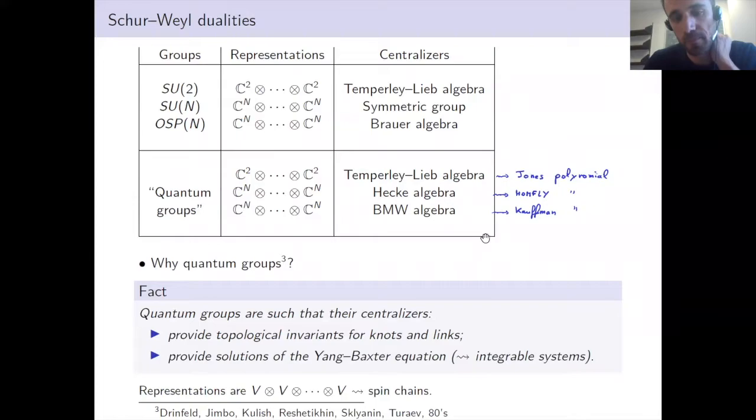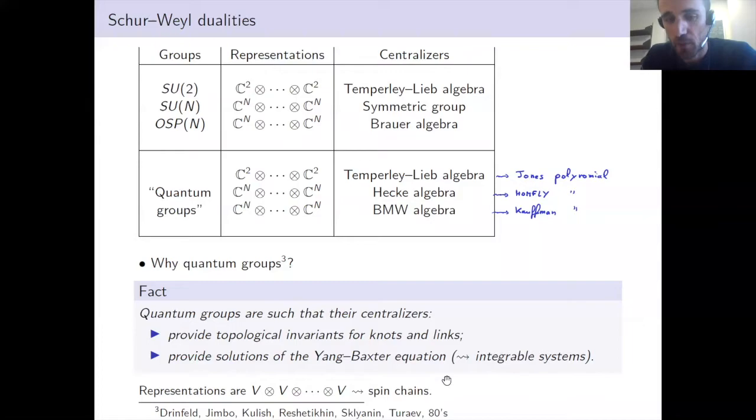And the general statement is that you see there are quantum groups appearing here. Since we are here, I can mention it. Quantum groups are very interesting objects. They are quite complicated, but one way to understand why they are so interesting is actually through their centralizers, because the way they are constructed is such that their centralizers can provide topological invariants for knots and links, and they can also provide solutions of the Yang-Baxter equation. So they are useful in integrable systems for spin chain models.